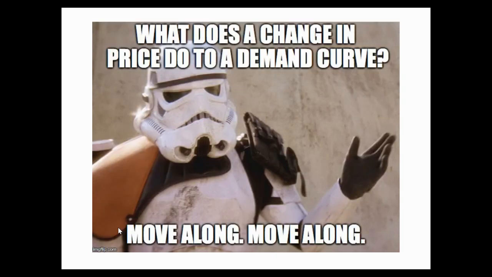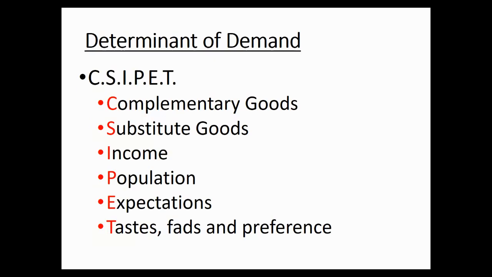What does a change in the price do to a demand curve? Move along. A change in price is just a slide up and down that demand curve. We're moving along. Okay. Now, when we talk about determinants of demand, I use the acronym CSI PET. Your book may not use the same thing. I like using this acronym: C meaning complementary goods, S meaning substitutes, I income, P population, E expectations, and T taste, fads, and preferences.